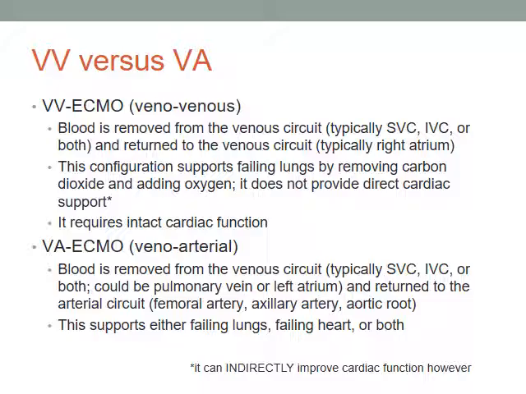Where? Well, we want to take it out of a big vein. Take it out of a small vein, like in a cube, you're not going to get much blood flow. So we take it out of the SVC or the IVC or both. And then we return it again to the venous circuit. We take it out of the vein, put it back in the vein. Which one? We typically put it around the right atrium. So we suck it out of the vena cava, either above or below the right atrium or both, and then return it to the right atrium.